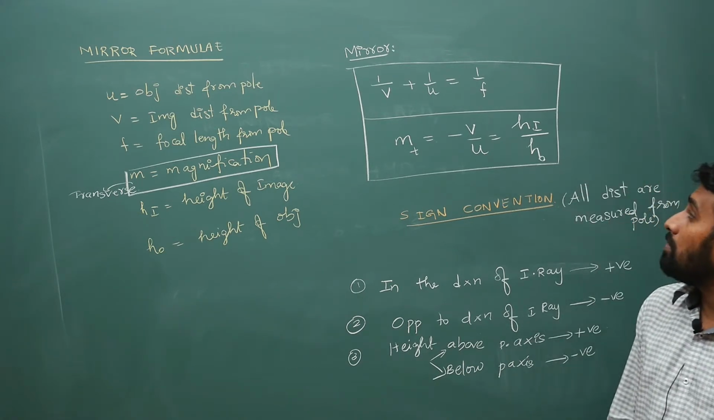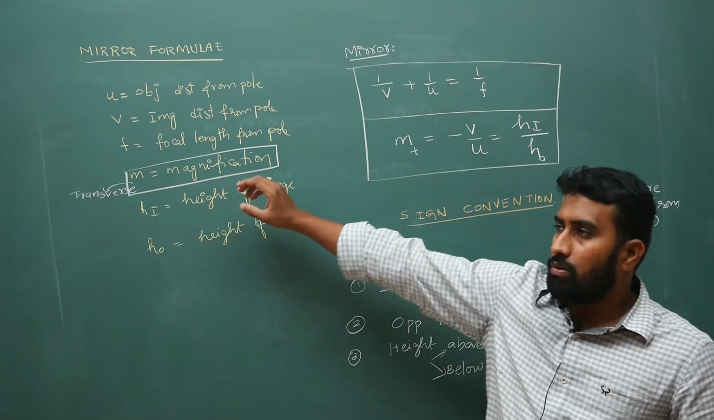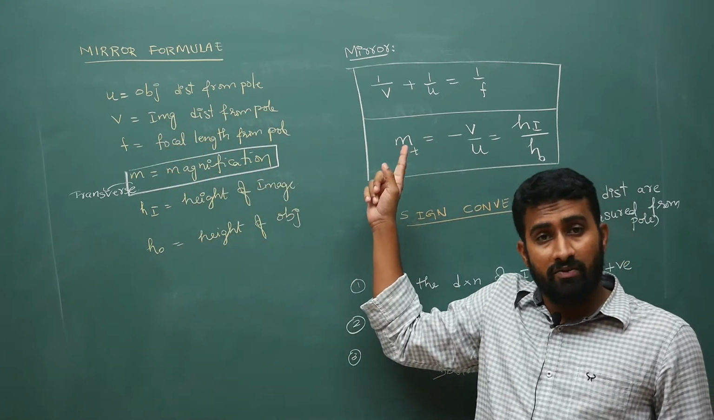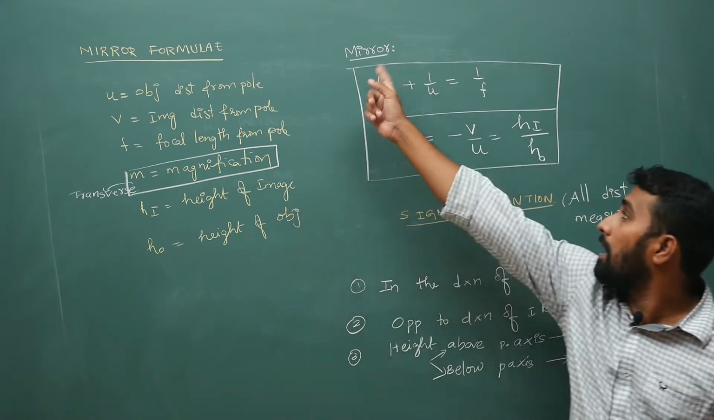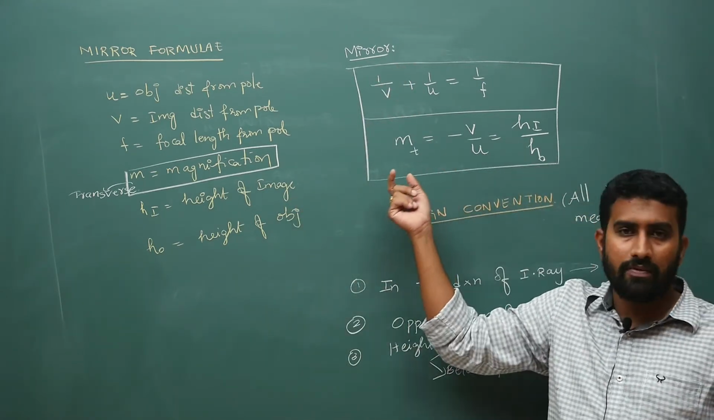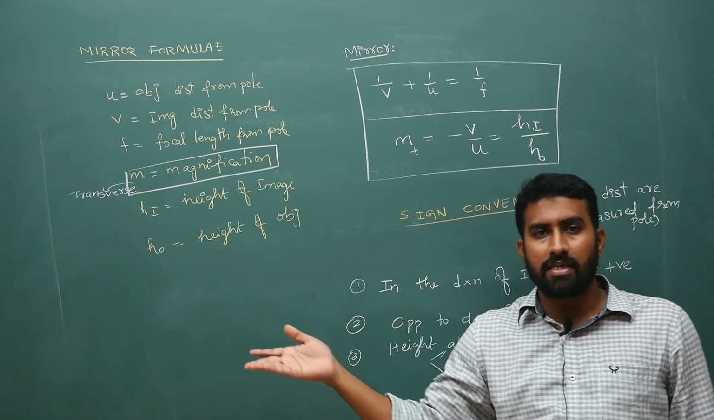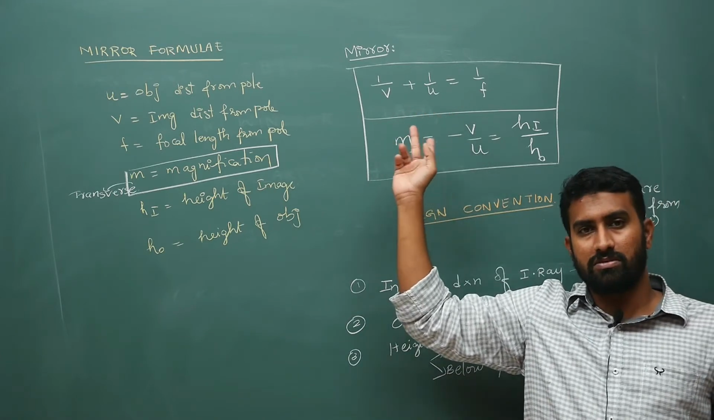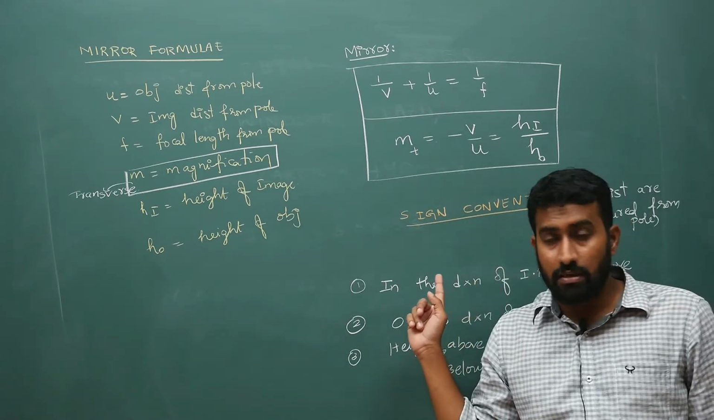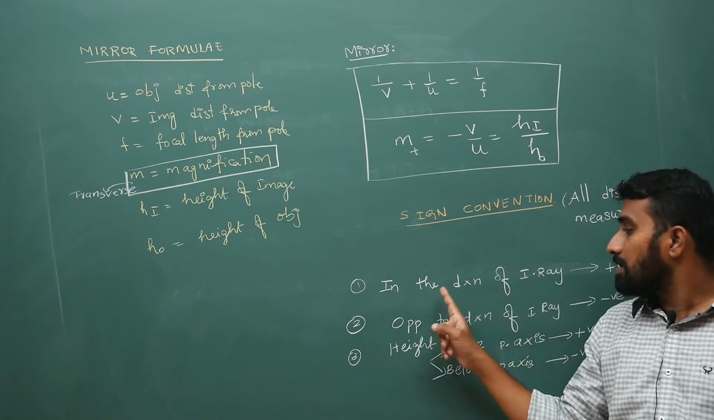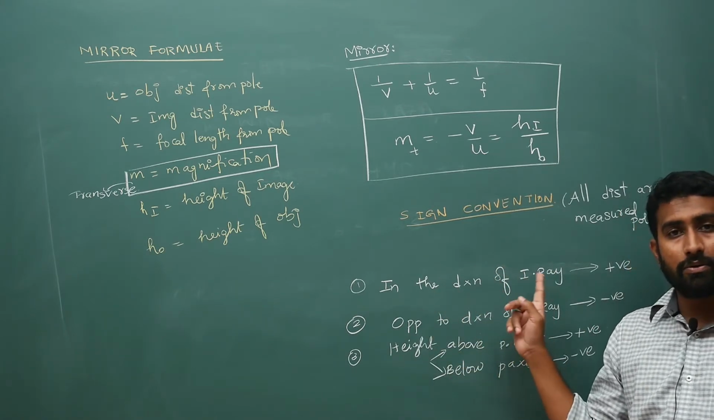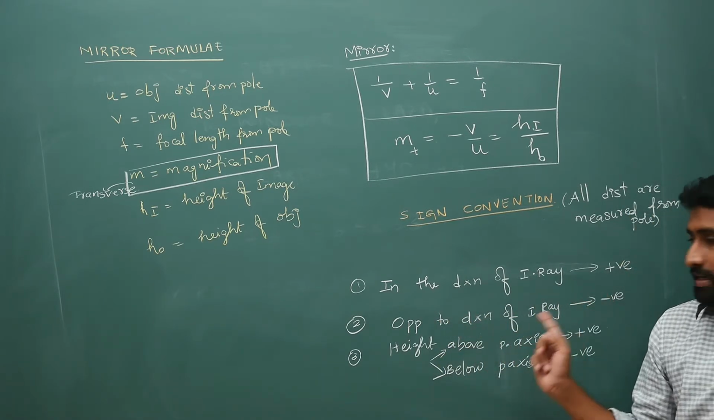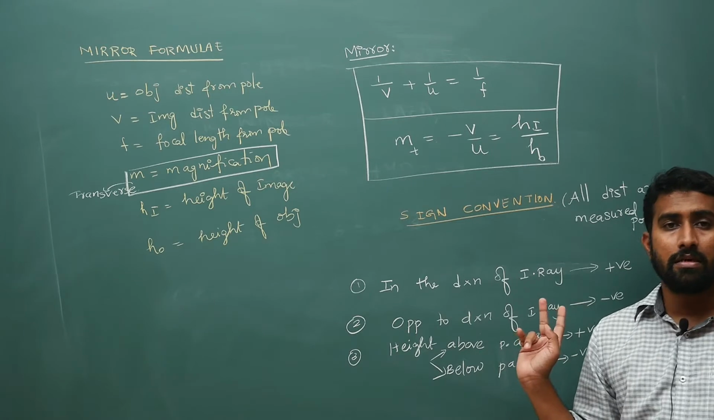So these are the terms that I am going to use, and this is the formula. While substituting the values, if the object is at some 10 centimeters, whether I should substitute plus 10 or minus 10 in place of U is decided by this sign convention. In the direction of the incident ray and above the principal axis you take positive, and opposite to the direction of the incident ray you take negative. Height below the principal axis you take as negative.